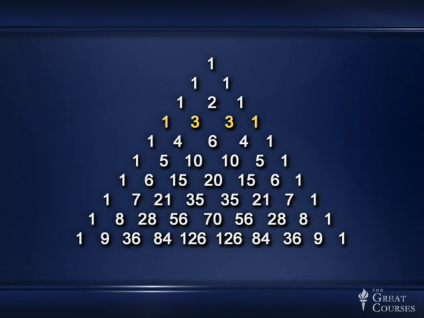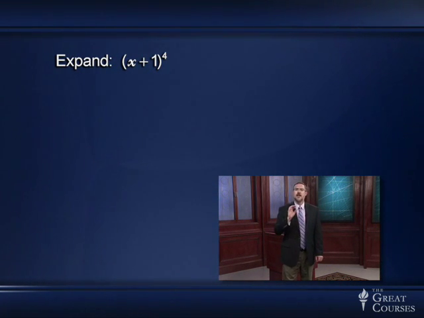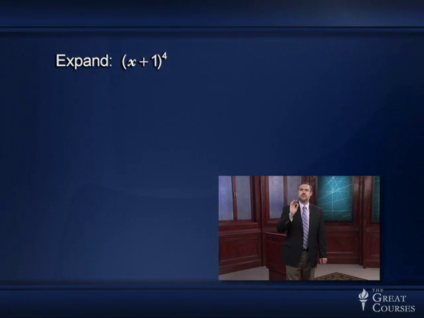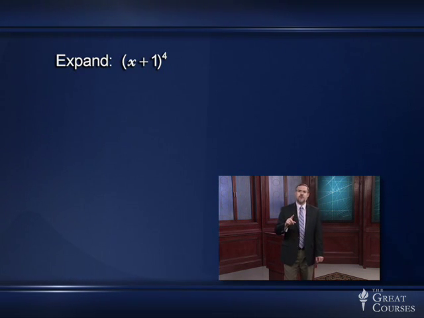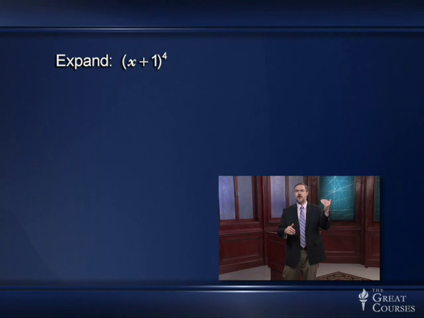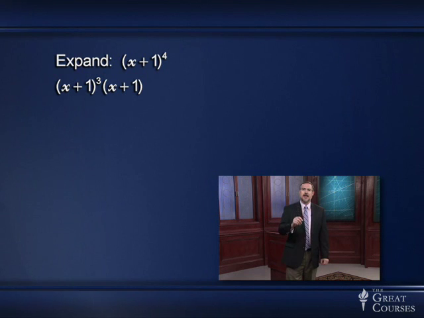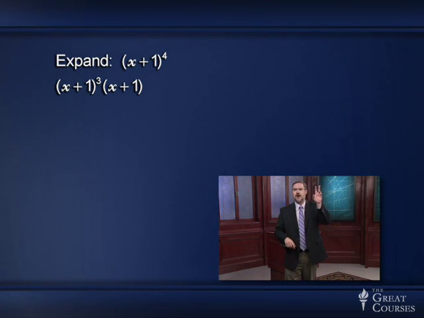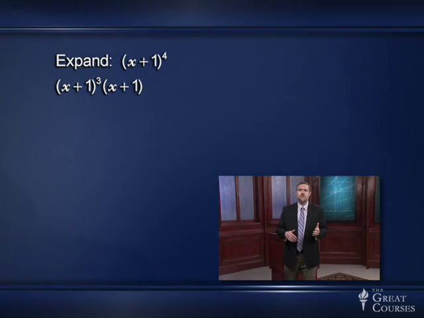But just to convince you that it's not, let's expand one more power of x plus 1. Let's multiply out x plus 1 to the 4th power, and let's see what coefficients we get then. Now, to be smart about this, we would multiply out the x plus 1 to the 4th by remembering that x plus 1 to the 4th is the same as x plus 1 to the 3rd times an extra x plus 1. And you and I both know how to write x plus 1 to the 3rd now. We just did that a few moments ago.